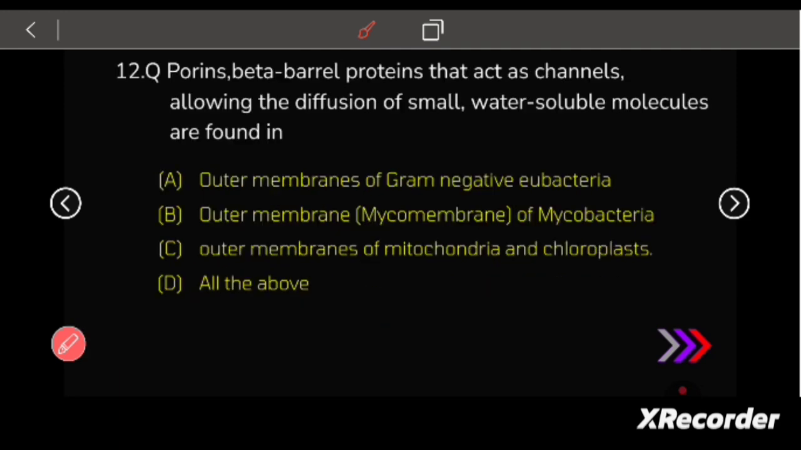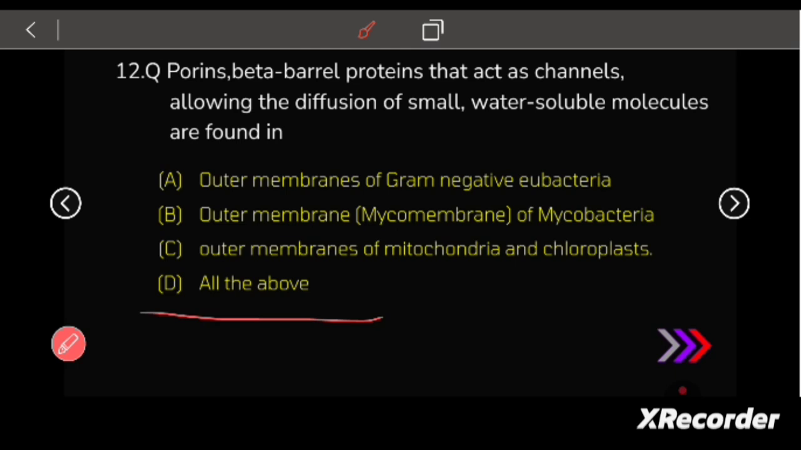Question number 12. Porins, beta barrel proteins that act as channels allowing diffusion of small water soluble molecules, are found in: A. Outer membranes of gram-negative eubacteria, B. Outer membrane, mycomembrane of mycobacteria, C. Outer membranes of mitochondria and chloroplasts, D. All the above. Answer is all the above.